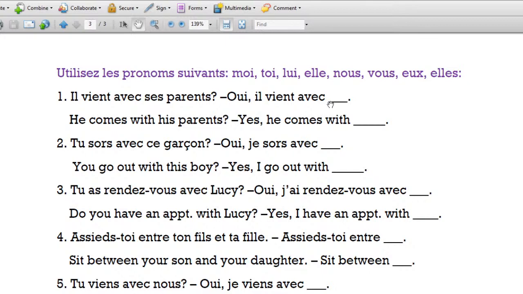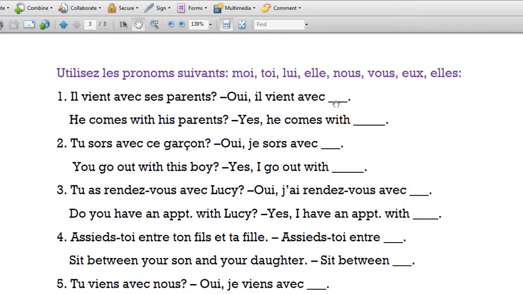Oui, il vient avec eux. Yes, he comes with them. Parents, plural, okay? Them. Okay. With them, I'm using a pronoun, with them, in the sense of moi, toi, lui, elle, nous, vous, eux, elles. The word parents is masculine plural, so I go for eux, with them. Okay? Is he coming with his parents?